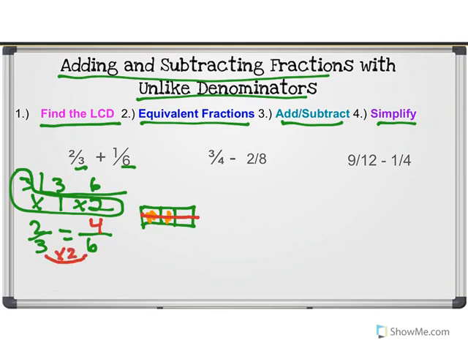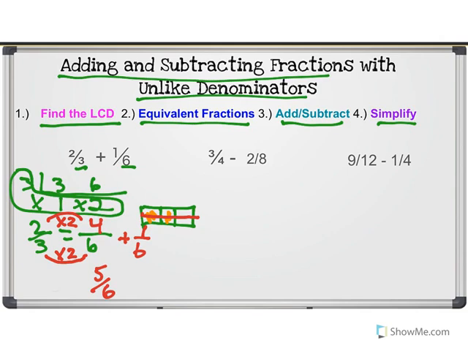Again, 3 times 2 is 6. 2 times 2 is 4. To make an equivalent fraction, we need to multiply the numerator and the denominator by the same number. So now that we have 4/6 here, I can easily just add the 1/6, and that will give me the answer of 5/6. No need to simplify here.